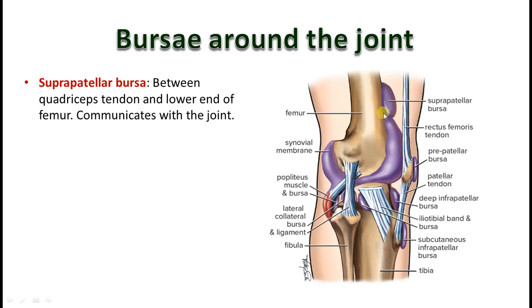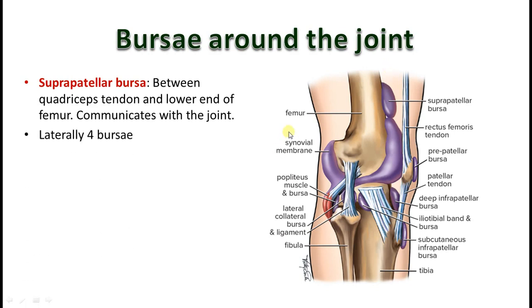This is called the suprapatellar bursa, between the quadriceps tendon and the femur, and this bursa communicates with the joint cavity. You can see even the synovial membrane giving a pouch-like extension into this suprapatellar bursa. So this bursa communicates with the joint cavity.